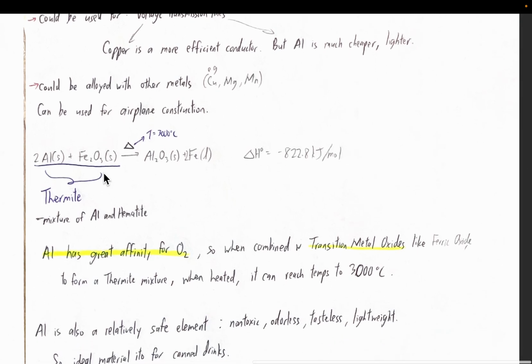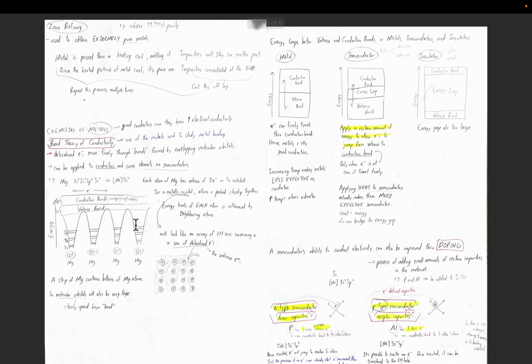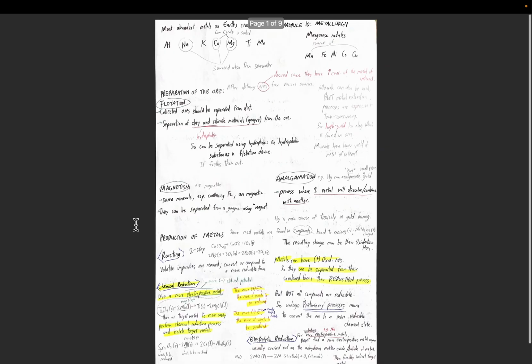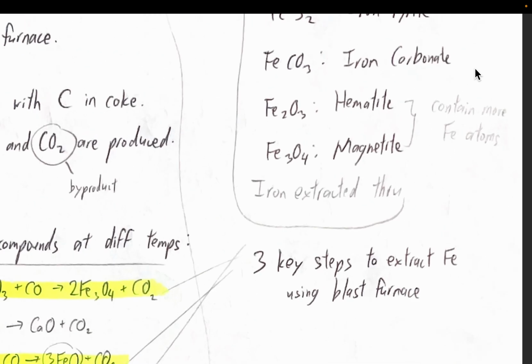So 2 aluminum solid plus Fe2O3. This basically is called thermite. Fe2O3, by the way, is hematite. It's a kind of iron. It's been mentioned earlier. Here, actually. Here, hematite, Fe2O3.